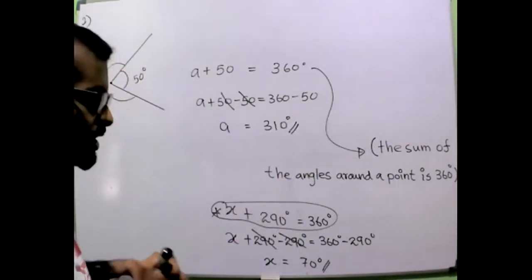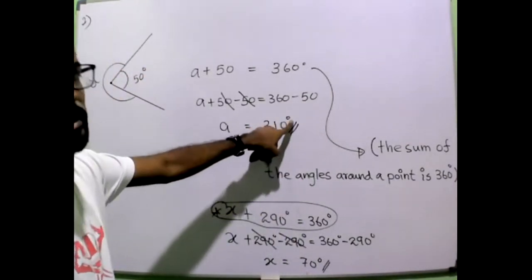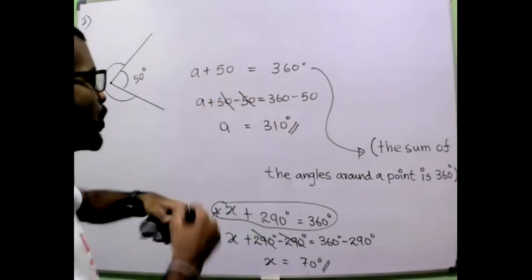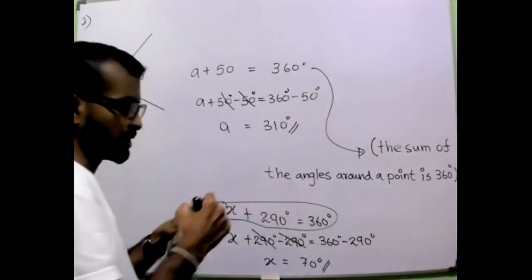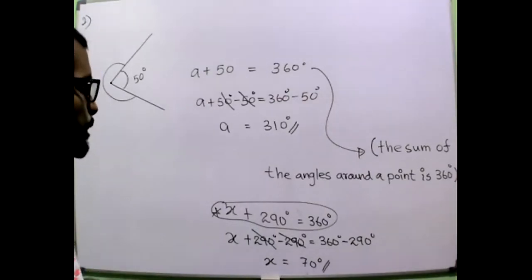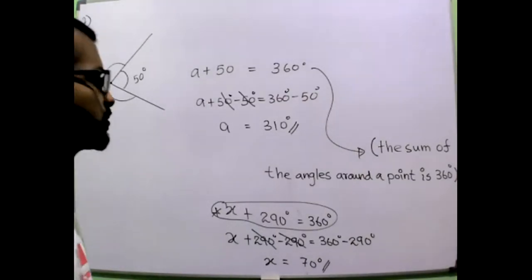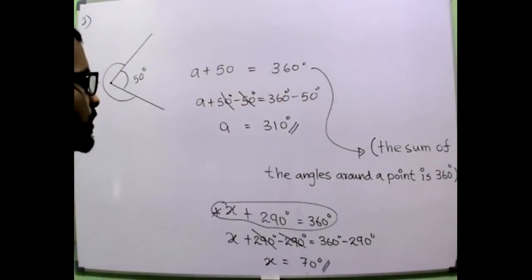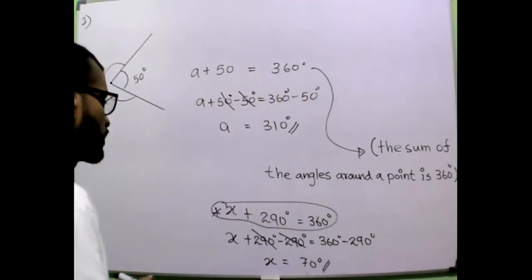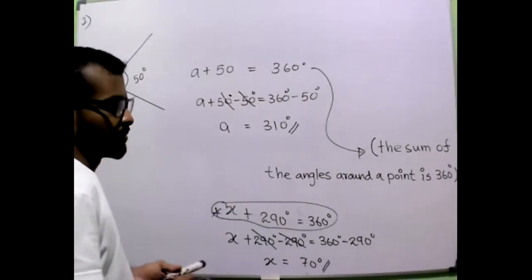Degrees. In your answer, you need to put degrees definitely. If you want, you can put degrees in the middle steps as well. It is not needed actually, but it would be better if you put degrees everywhere. So this is the second one.